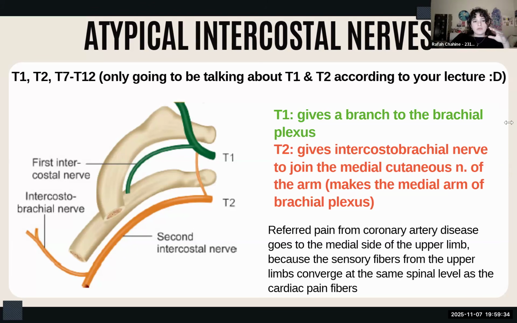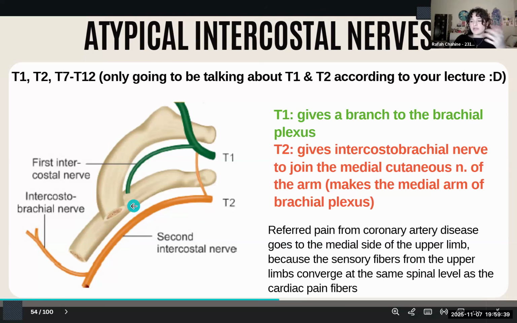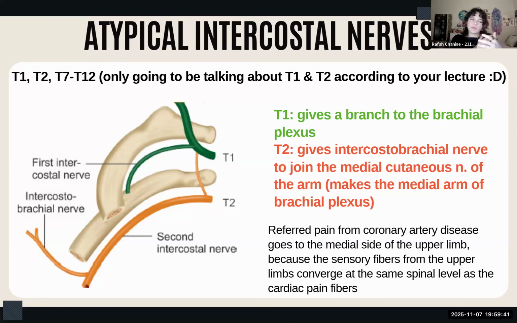Clinical application of this is referred pain from coronary artery disease, MIs, stuff like that. The patients are probably going to tell you, "Oh, I feel this really weird pain in my arm." This is because these branches of the plexus also follow the same path as the sensory fibers from the heart. So that's why they get referred pain in their upper limbs.